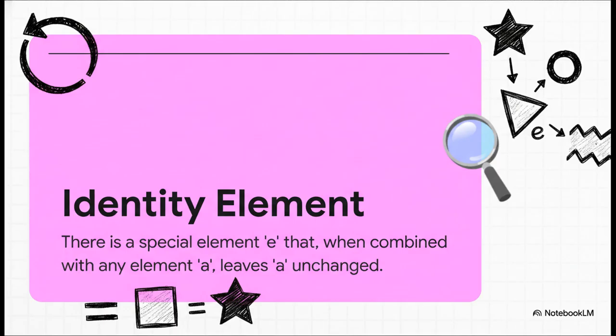Rule number 3 is a fun one. Every group has to have an identity element. Just think of this as the neutral, or the do-nothing element.